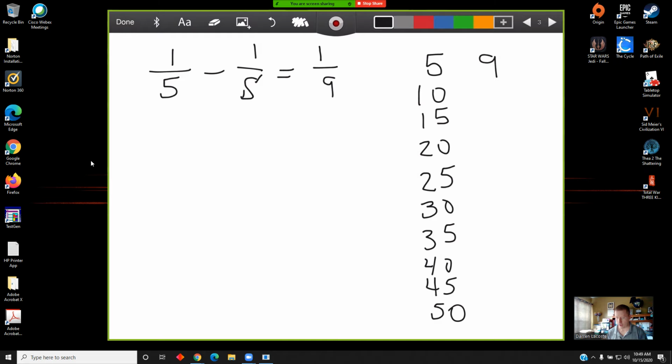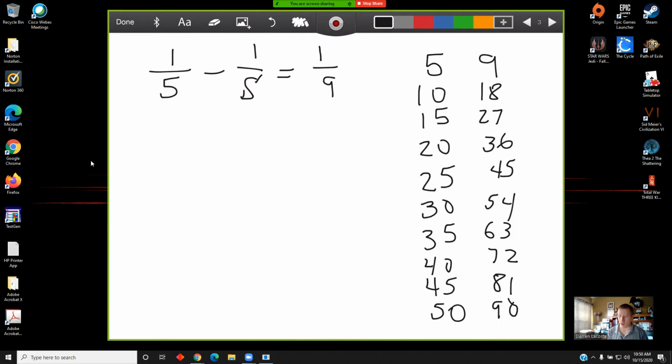There's all the multiples of 5 that I can fit on the screen. Okay, in this column, I'm just adding 5 over and over again. In this column, I'm just adding 9 over and over again. These are called multiples of 5 and multiples of 9. Since I want the least common multiple, that means I want the smallest number that is common to both lists. That would be this number, 45.